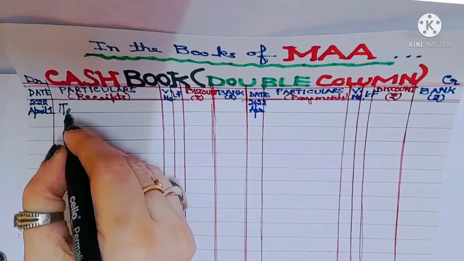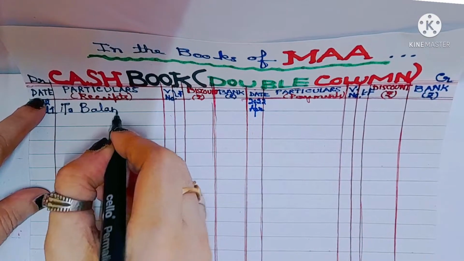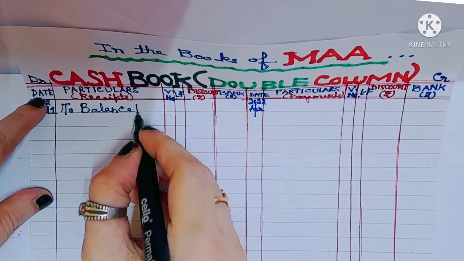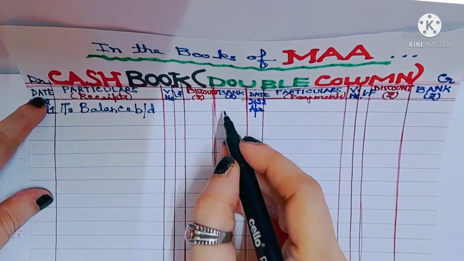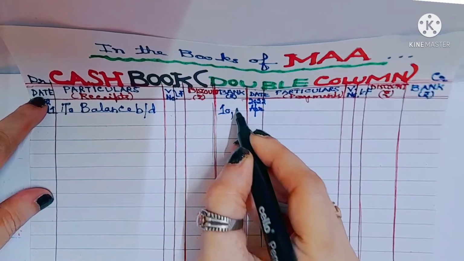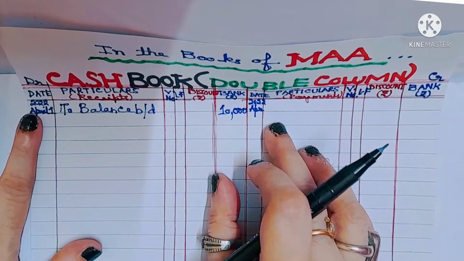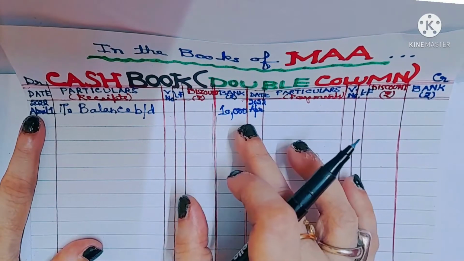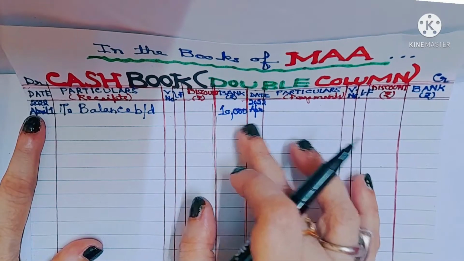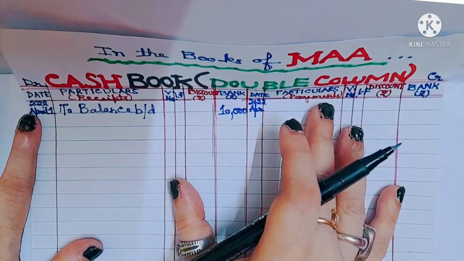So to balance b/d, how much? In the bank column, 10,000. Okay, because opening balance of cash at bank is a debit balance and the opening balance of cash at bank is given in the problem. Okay, so now let's see the next transaction.